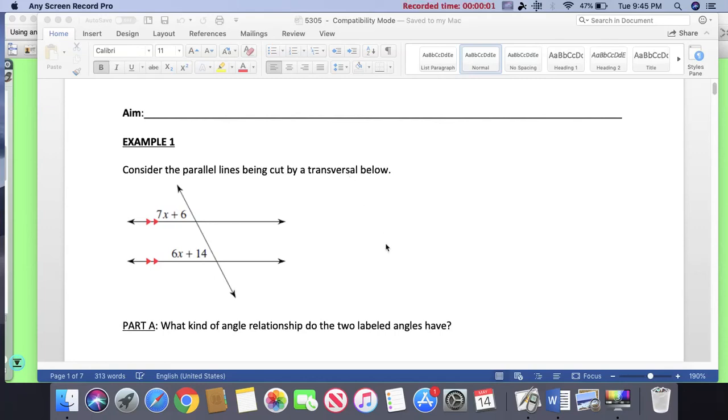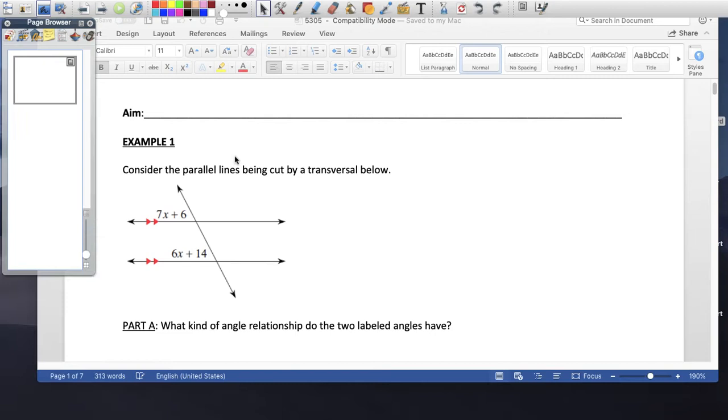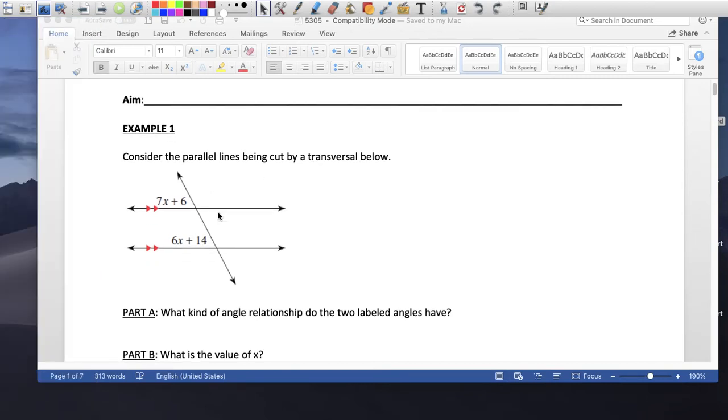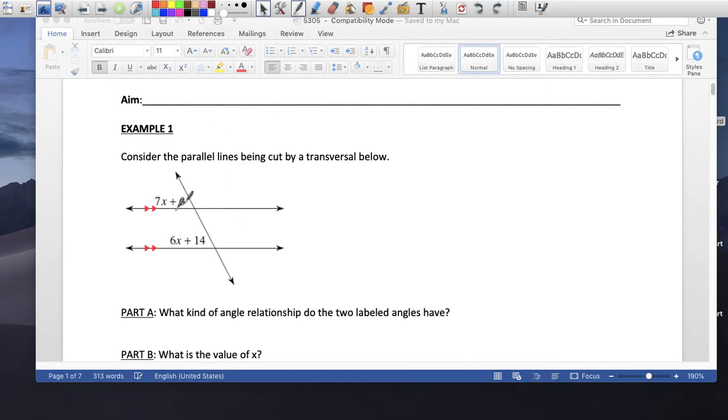Okay, so the first question. All right, so it's asking you what kind of angle relationship do these two have. So look at this and look at this angle. They're in the same position, right? So if they're the same position, they are corresponding. So the answer to this one is corresponding.